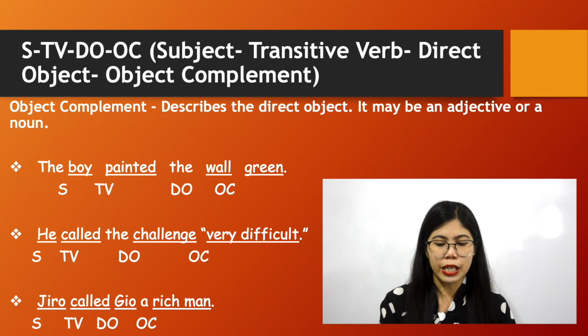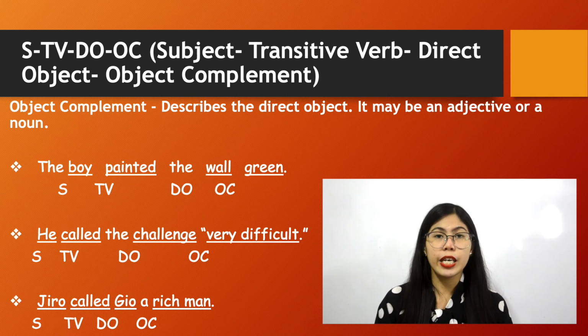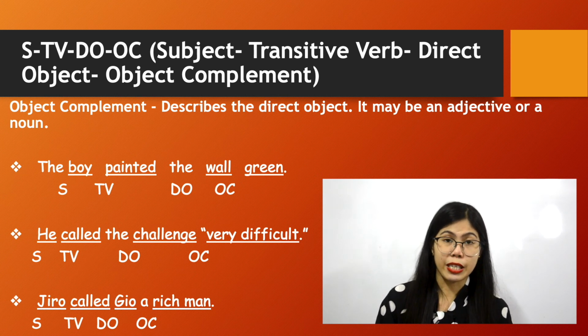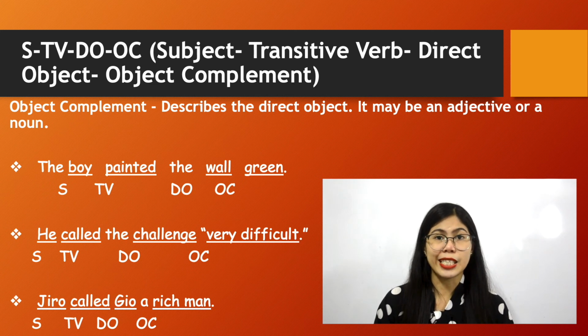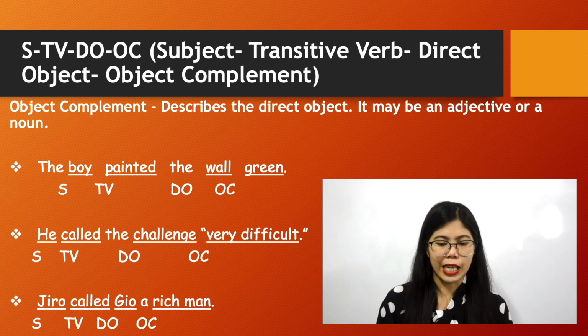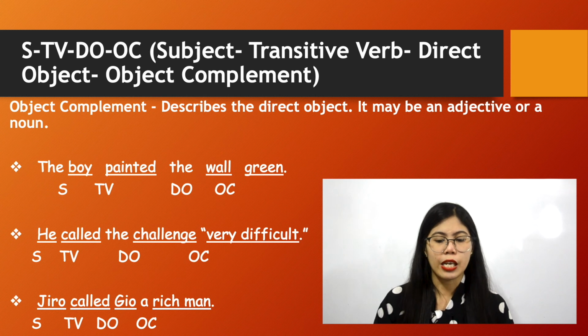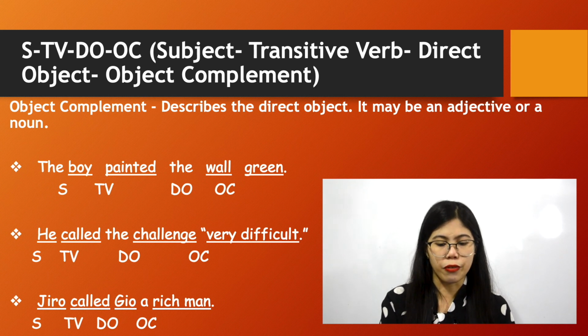Let's have another example. He called the challenge very difficult. So let's find first the direct object by asking, what did he call? The answer is the challenge. So the word challenge is a direct object. Now to find the object complement, let's ask, how did he describe the challenge? The answer is very difficult. So very difficult is our object complement. Take note as well that this is an adjective.